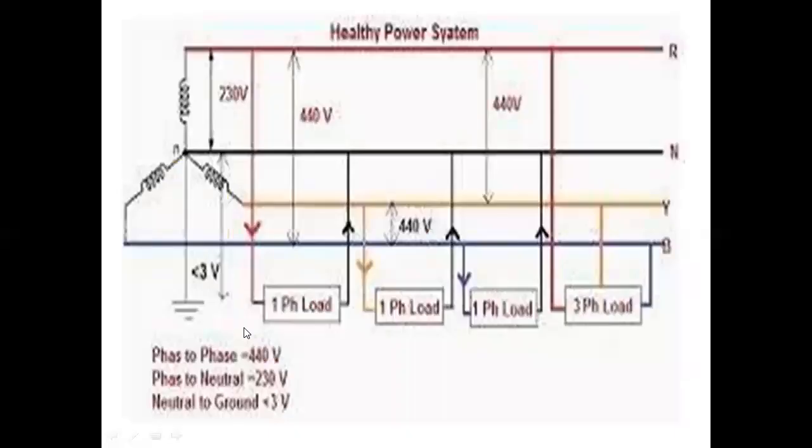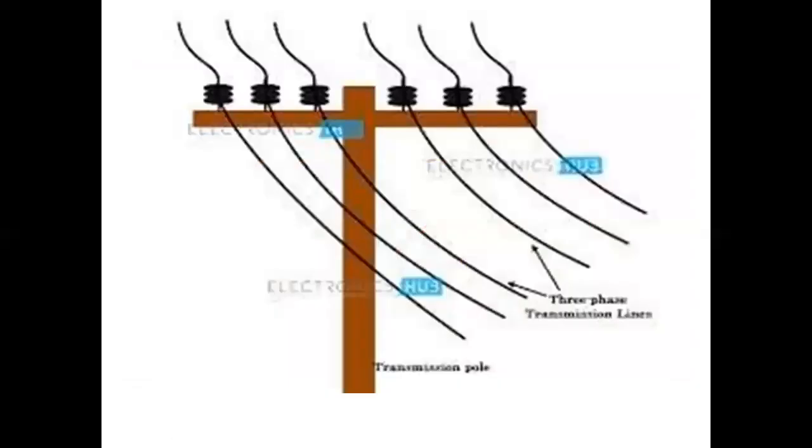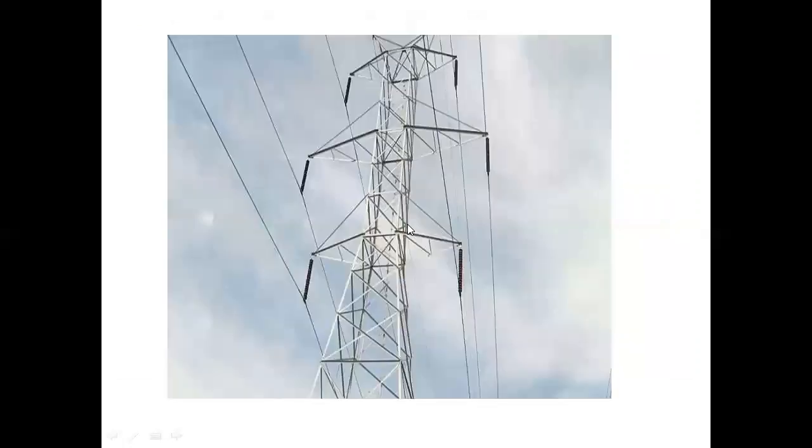And this is also a similar example using a circuit diagram. This also shows the three phase transmission lines: one phase, second phase, and third phase. This is the transmission pole. And similarly, we have taken the example of a transmission tower, with one phase, second, third phase. So it's a double circuit tower.